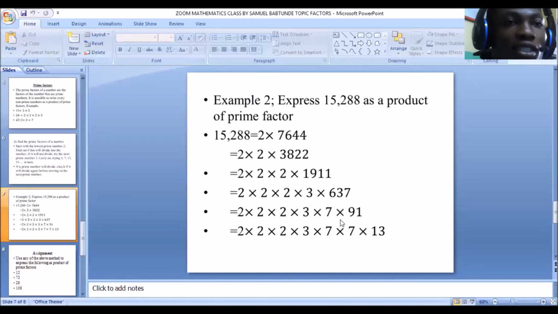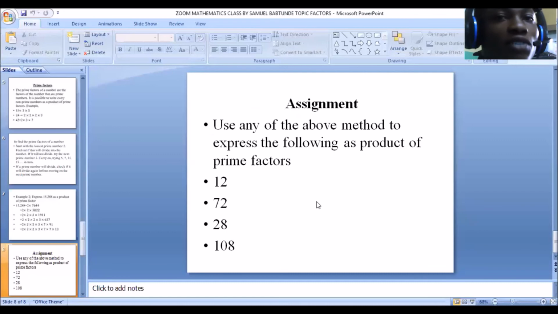So this is the what? The prime factors of 15,288. So we have successfully expressed 15,288 as a product of its prime factors. Now that brings us to an end of prime factors.